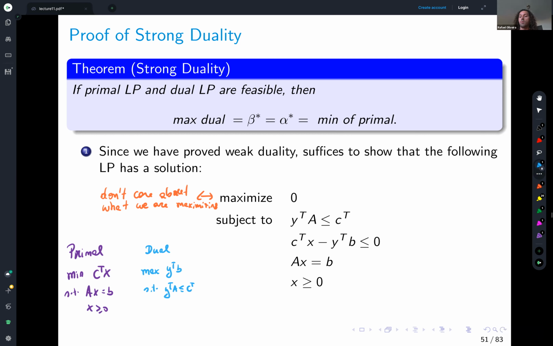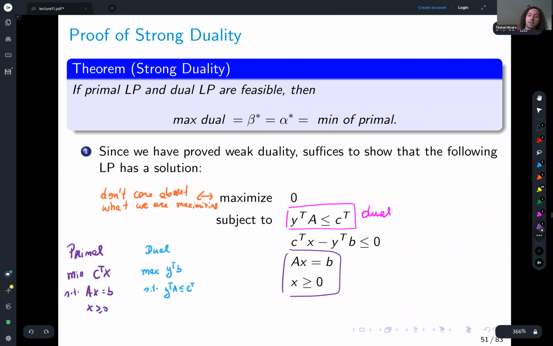Now let's look at what this linear program that we came up with is capturing. First of all, this inequality comes from the dual, correct? These inequalities come from the primal. So all this is saying is that if it has a solution, then Y is a solution to the dual problem, and X is a solution to the primal.